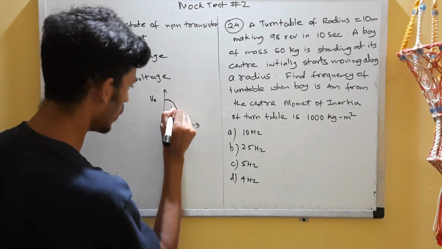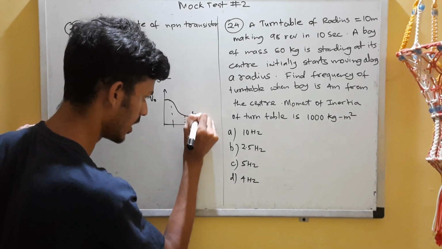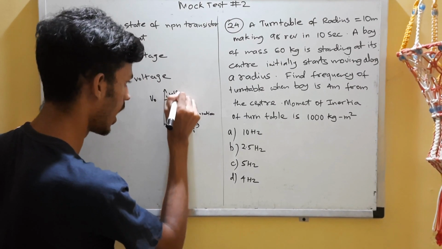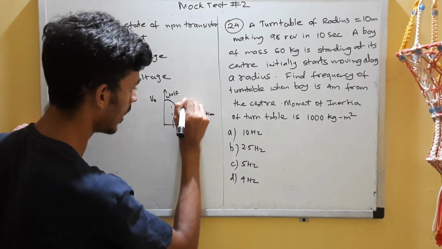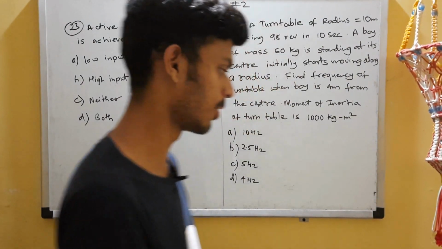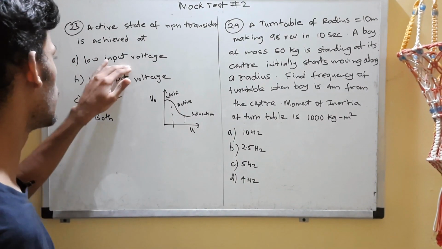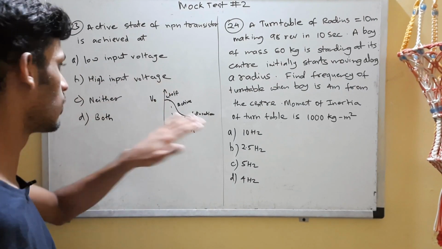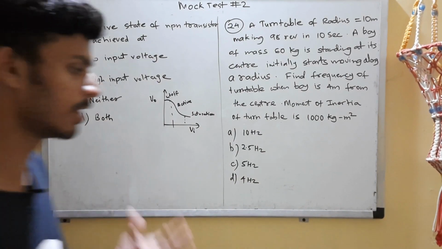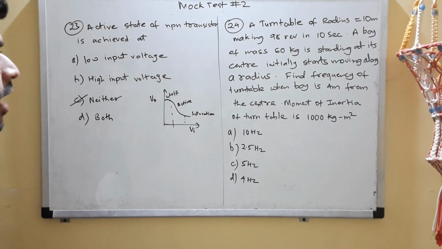So at low input voltages, it is in the cutoff state. At high input voltages it is in the saturation state, and in between it is in the active state. At cutoff and saturation, you can use it as a switch, but in between it is active. So at low input voltages it is in cutoff, at high input voltages saturation, so neither is the correct choice over here. When the voltage is intermediate, then only your transistor is in the active state.